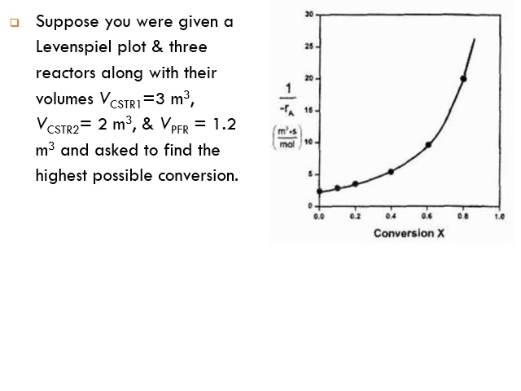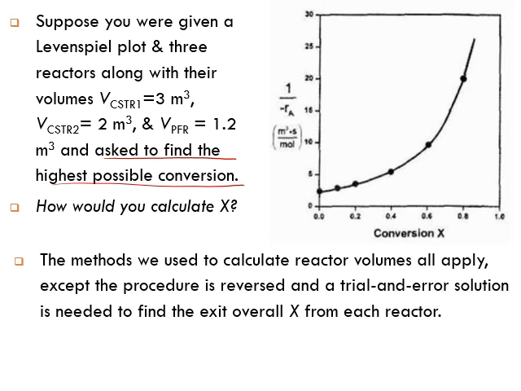Suppose you were given a liquid-phase plot and 3 reactors along with their volumes and asked to find the highest possible conversion. How would you calculate X? Well, the methods we use to calculate reactor volumes all apply. You know the design equations. Except the procedure is reversed and a trial and error solution is needed to find the exit overall conversion from each reactor. What do we mean?